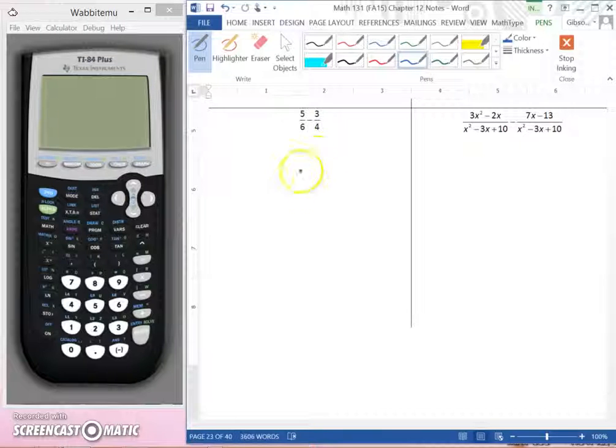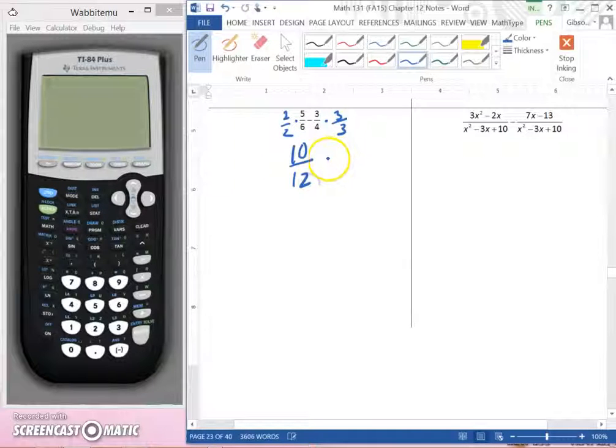Now, we could do this the traditional way. We have 6 and 4. We could think of it in our head like, what does 6 and 4 have in common? What is the value that 6 and 4 have in common? 12. So we will multiply this numerator and denominator by 2 to make this have a denominator of 12. And this numerator and denominator we'll multiply by 3 to make this denominator have 12.